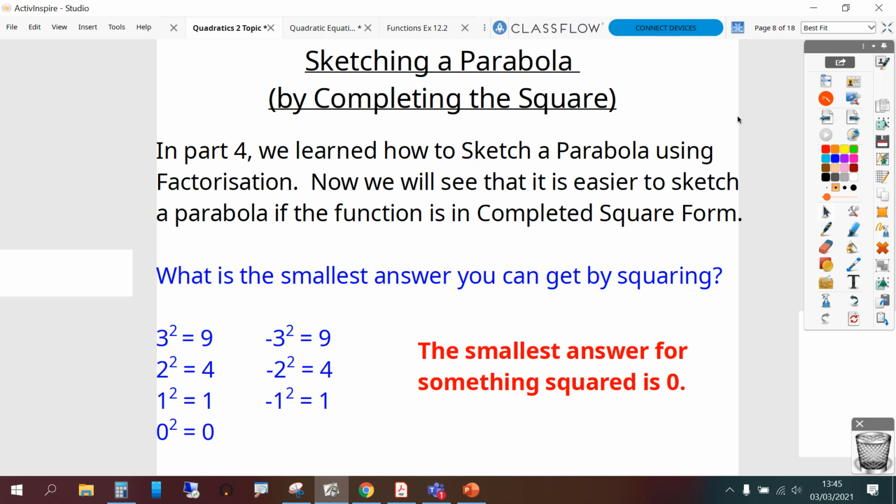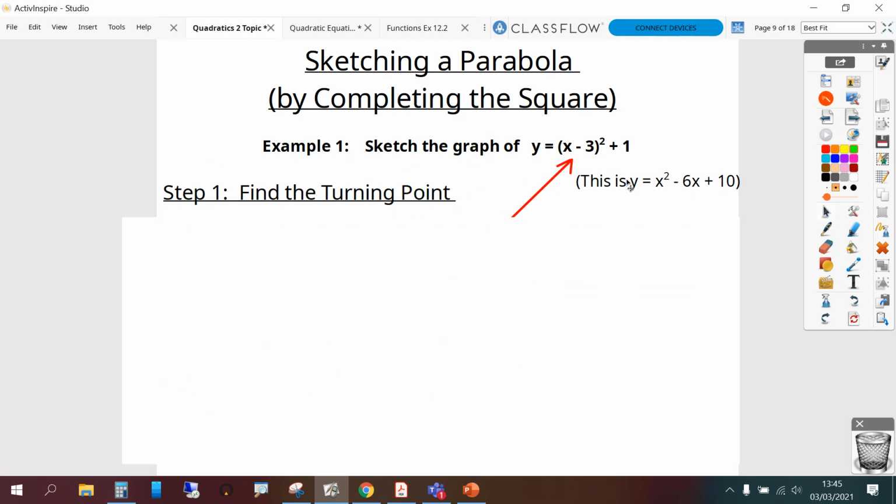Now that's key to understanding the next bit here. So here's an example. Can we sketch the graph of y equals (x minus 3) squared plus 1? Now that is y equals x squared take away 6x plus 10, but in completed square form. So you'd have the minus 6, which gives minus 3, you would take off the 9 and then plus the 10, which gives you the plus 1.